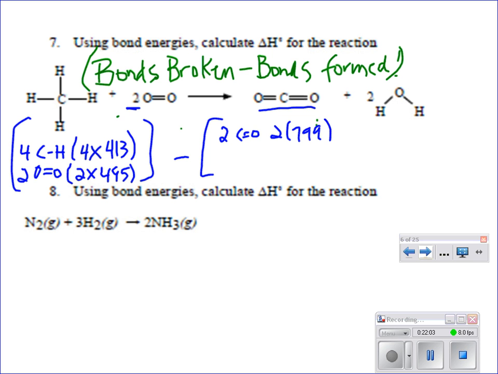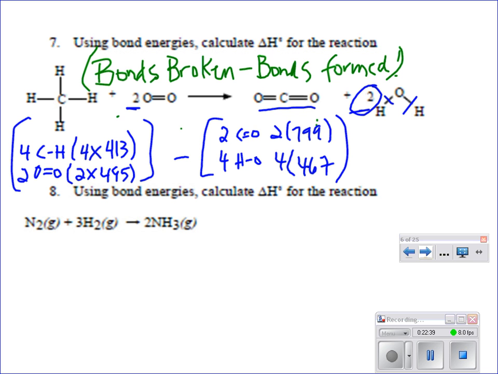799 at the bottom of the table, plus how many H's? How many H's are we breaking? That's a real question. How many? 2, but we have 2 in front of it, right? So how many are we breaking? So 4 H's are being broken. 4 times, she's not fluorine. 467.